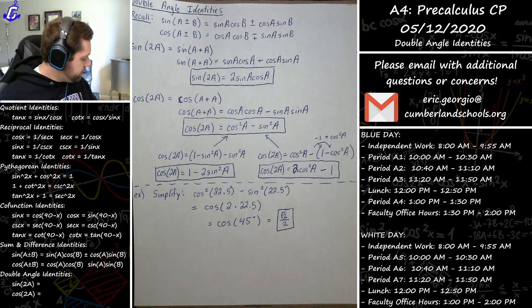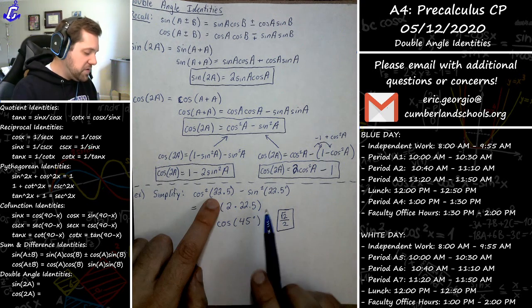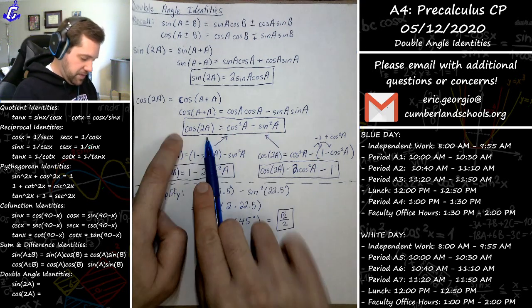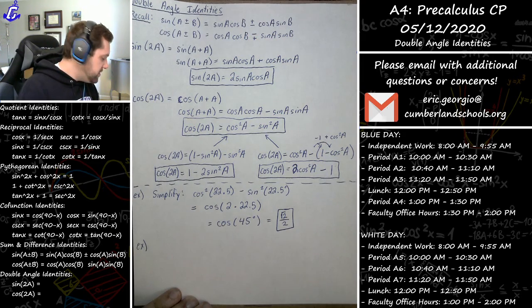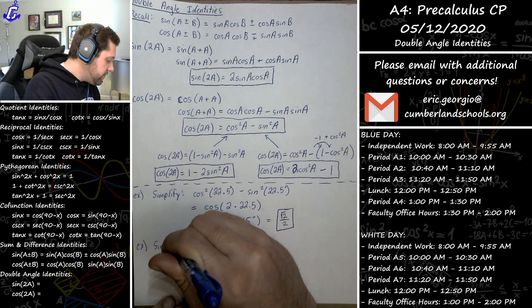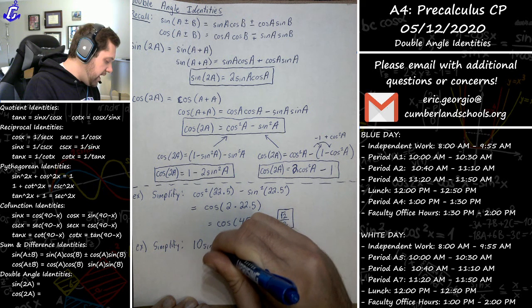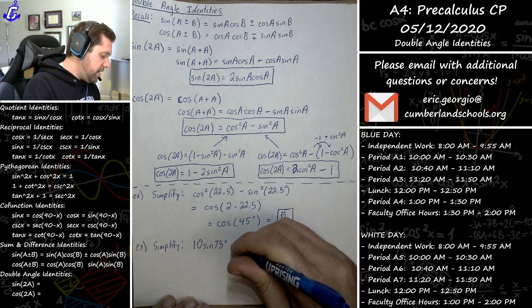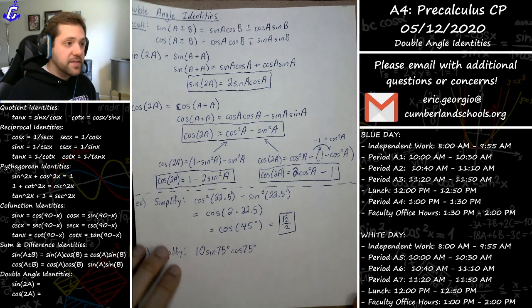Okay. Does that make sense to everybody how that was done? Kind of cool, right? It's just like we saw with the sum and difference. You can go in reverse. Okay? Likewise, you can also expand out. So consider something like this. Let's simplify something like 10 times the sine of 75 degrees times the cosine of 75 degrees. How do we simplify something like that?